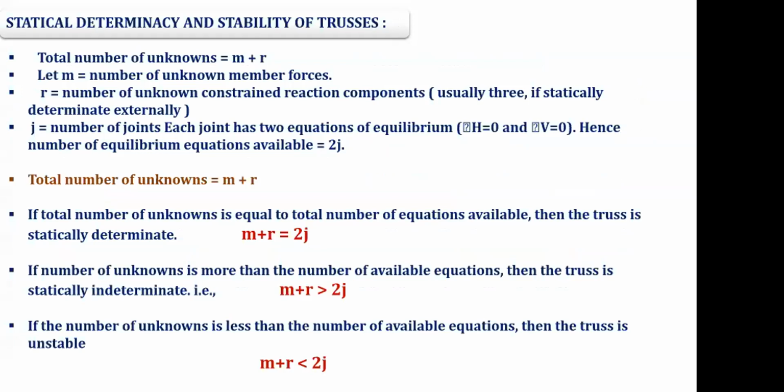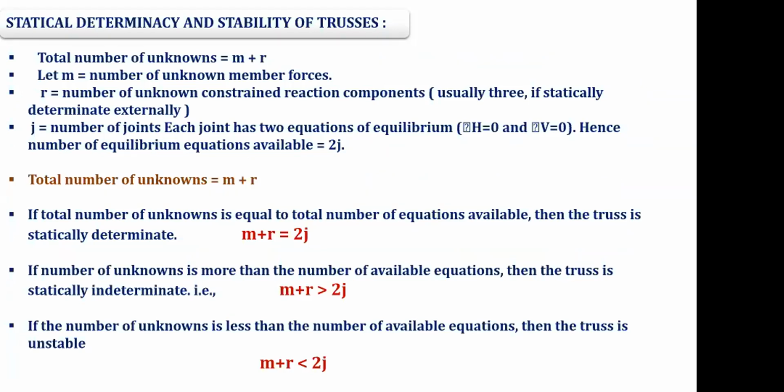Total number of unknowns M plus R. So if M plus R equals 2Z, then the truss is statically determinate. If it is less than 2Z, that is indeterminate. If it is greater than 2Z, that is unstable. So based on the M plus R equals 2Z equation, we can classify whether the truss is statically determinate or indeterminate.